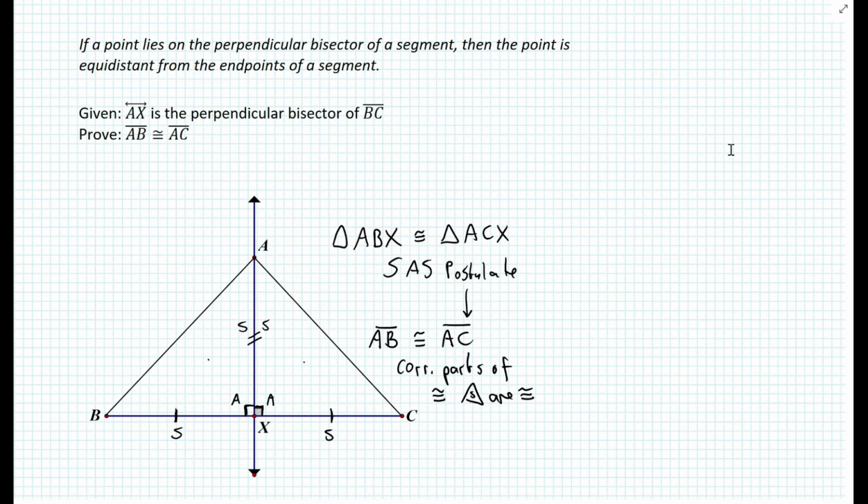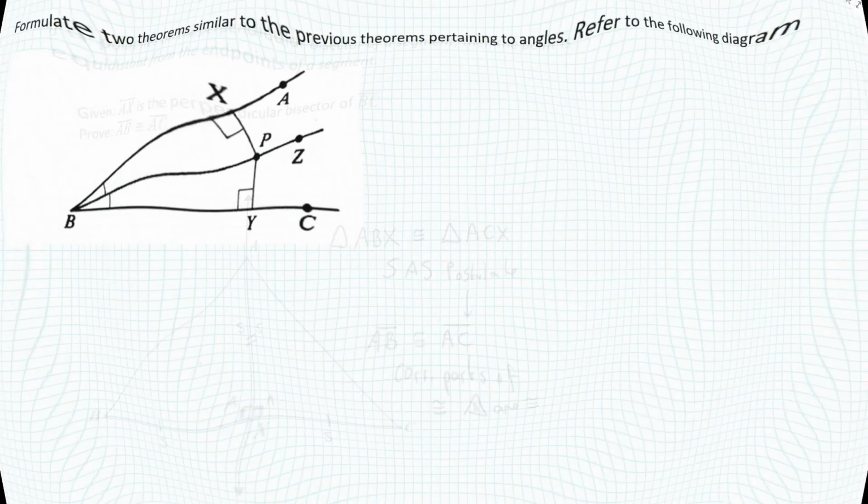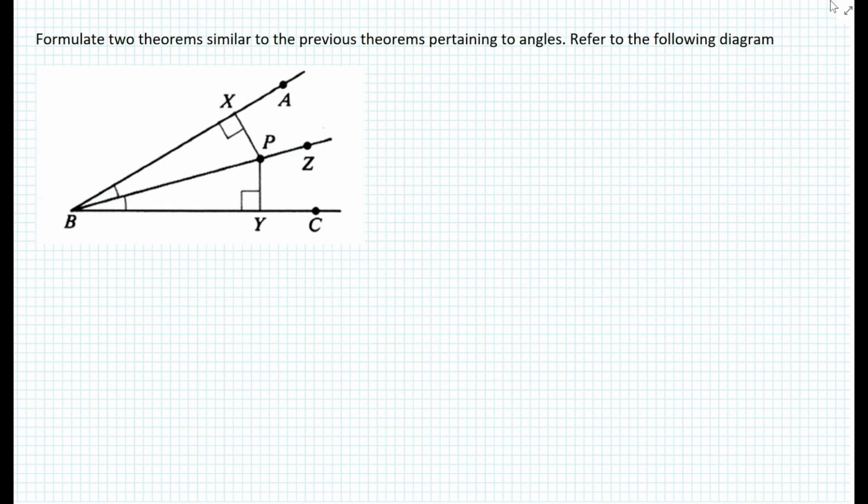So here we just introduced two theorems pertaining to a point lying on a perpendicular bisector or equidistant from a segment. But the question is, does this also work for angles? Let's look at those. Can we formulate two theorems similar to the previous theorems pertaining to angles, referring to the following diagram? Let's think about this.